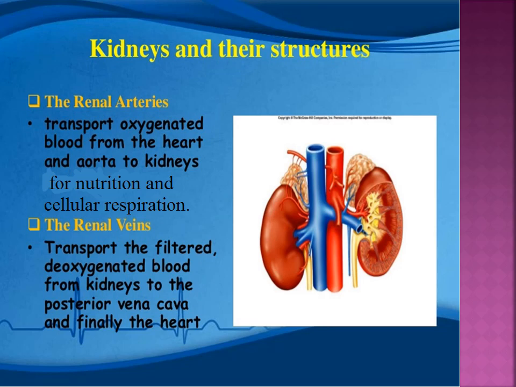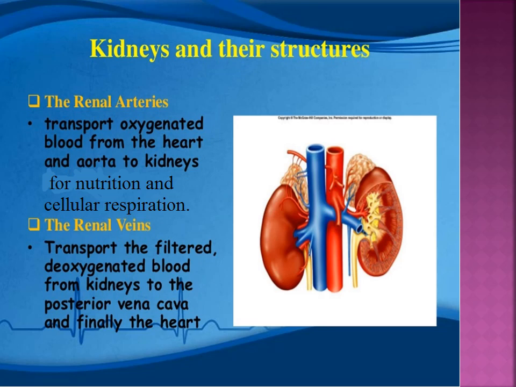So I have written here. The renal artery transports the oxygenated blood. Then where will that oxygenated blood come from? It will come from the heart and the aorta to the kidneys. Why will it come? For nutrition and cellular respiration.